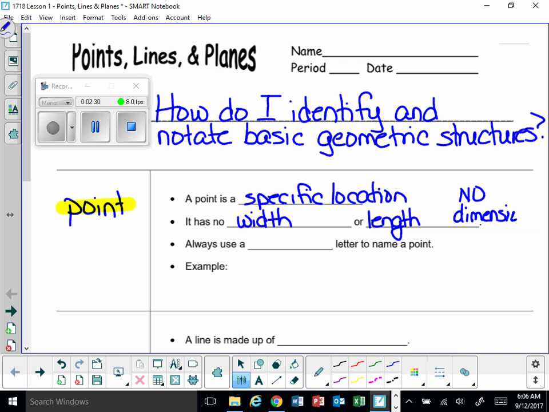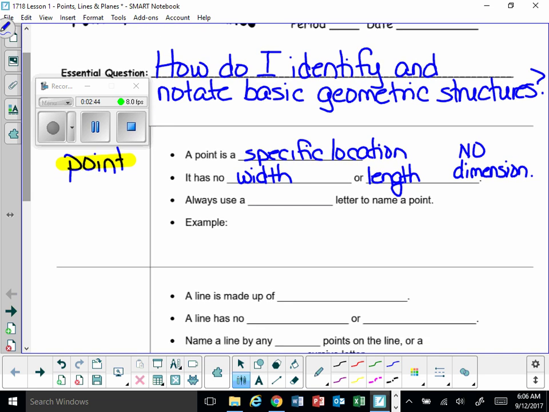Now let's stop and think about that for a second. No dimension. It's invisible, technically. It's just a spot. There's no width, there's no length, there's no depth. It's got nothing. We always use a capital letter. Now we draw it with a filled in dot and we name it with a capital letter. And our drawing looks like it has width and length, but that's the limitation of having to draw something that's technically invisible. So there's the difference between what it looks like in a diagram and what it is mathematically, and that's really important.